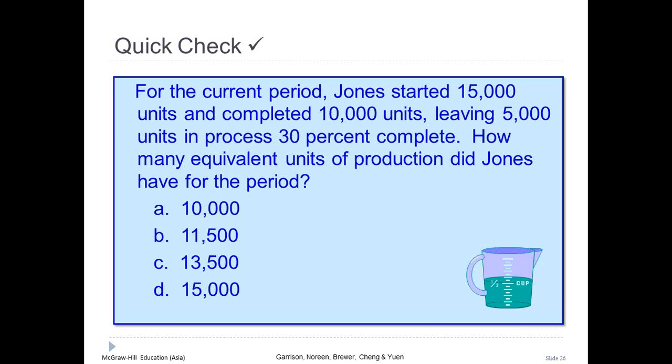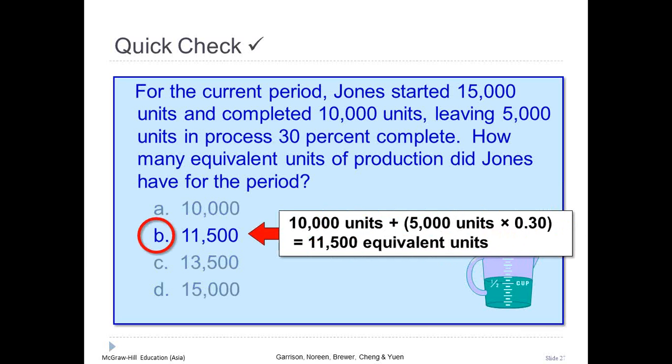So let's check. For the current period, Jones started 15,000 units and completed 10,000 units, leaving 5,000 units in process, 30% complete. How many equivalent units of production did Jones have for the period? Here we are. 11,500 is the answer. 10,000 units plus 5,000 units times 30% equals 11,500 equivalent units.